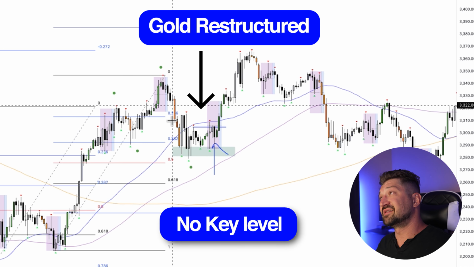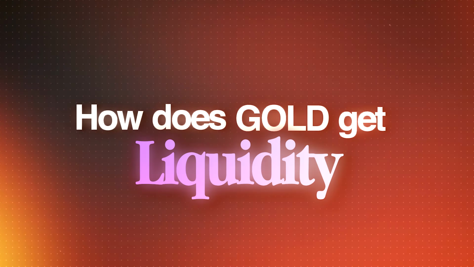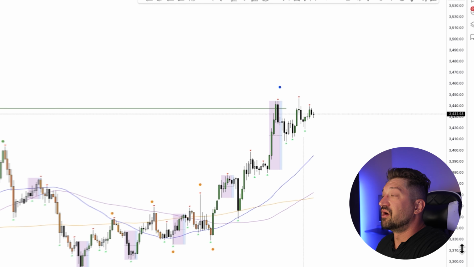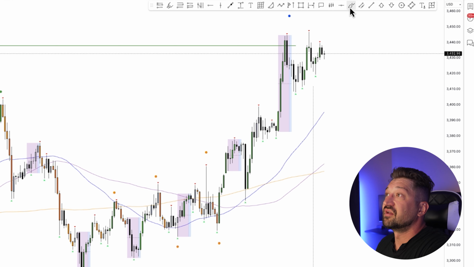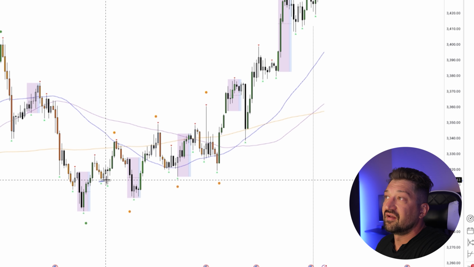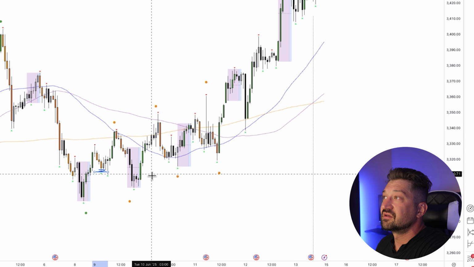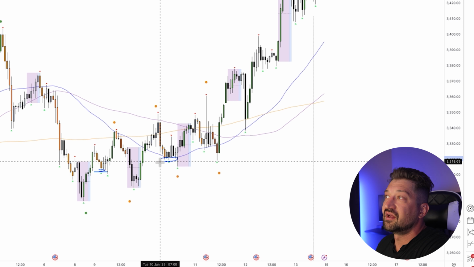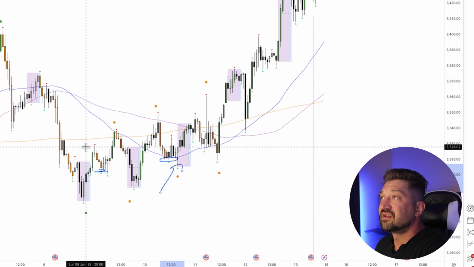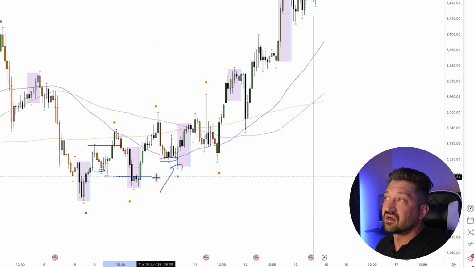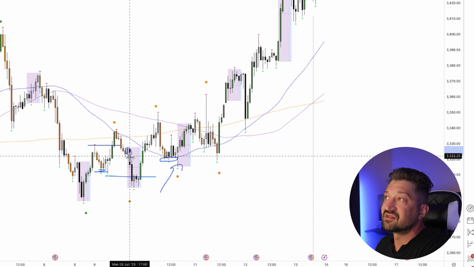So the last thing I want to touch on: how does gold get liquidity? The patterns are pretty simple, but essentially sometimes it does it on a higher time frame, sometimes it does it on the lower time frame. You build a little support, you liquidate, you build a little support, you liquidate. So gold likes taking liquidity before the move. Even here, it took out the highs, took out the lows. You may have tried something in here.